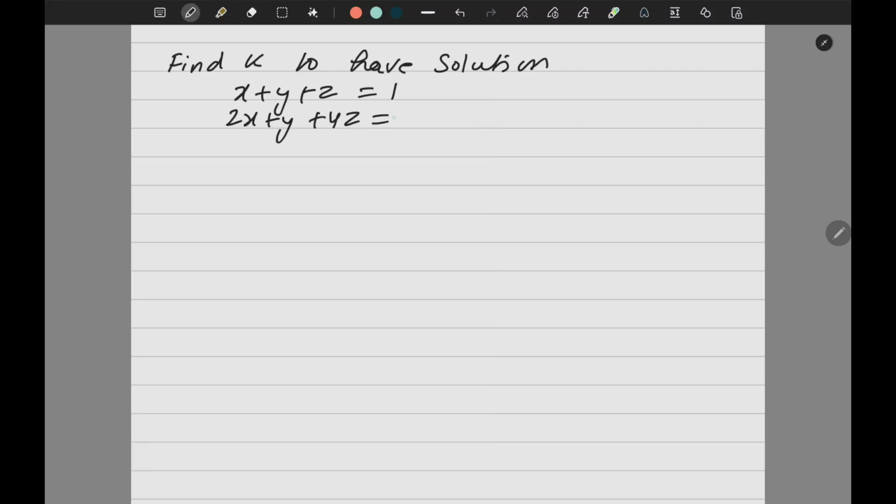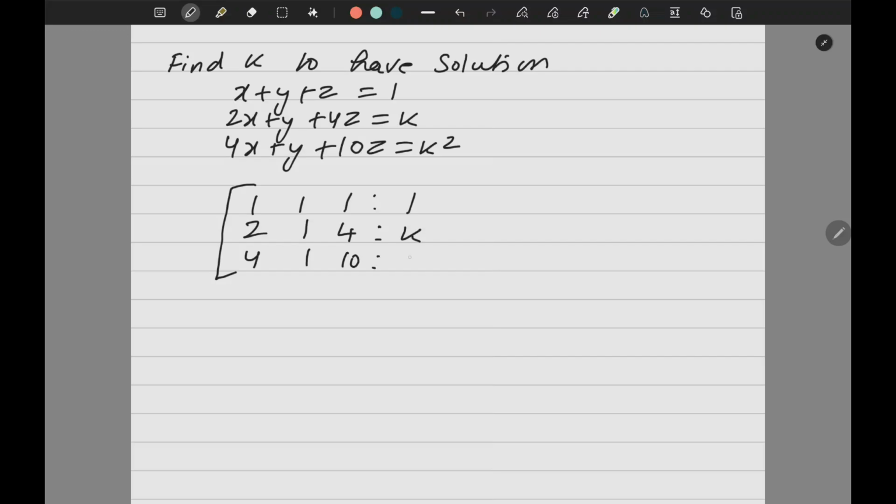Now my next question is: find k to have a solution. Right? So x plus y plus z is equal to 1, 2x plus y plus 4z is equal to k, 4x plus y plus 10z is equal to k square. So what is the matrix I will have? 1, 1, 1, 1; 2, 1, 4, k; 4, 1, 10, k square.